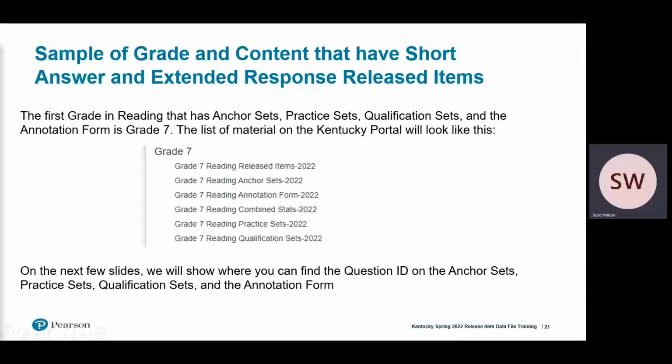So this is the grade 7 reading. This is the first grade in reading that has the anchor sets, practice sets, qualification sets, and the annotation form. If you remember, on the grade 3, it just had the released items and the combined stats. So in the next slides, we'll go through and show you where you can find the question ID on the anchor sets, the practice sets, the qualification sets, and the annotation form.